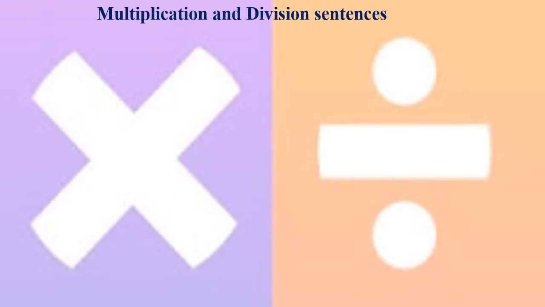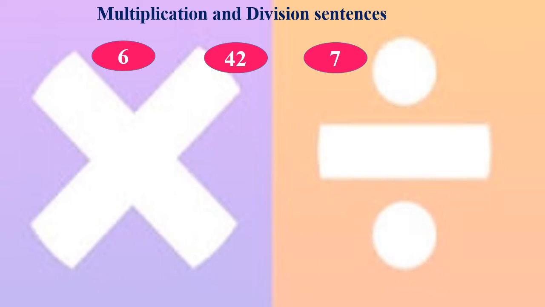Now next one, multiplication and division sentences. We'll see how to write multiplication and division sentences using 3 numbers. When you get 3 numbers, you have to know how to write these multiplication and division sentences. Now here 6, 42, 7. What are the three numbers? 6, then 42, then 7.